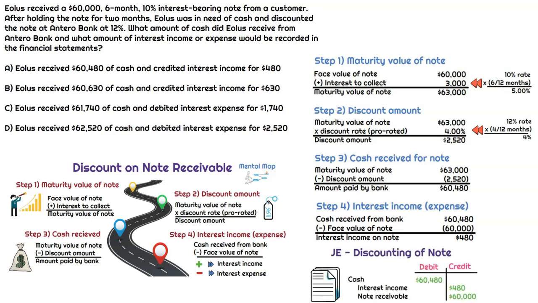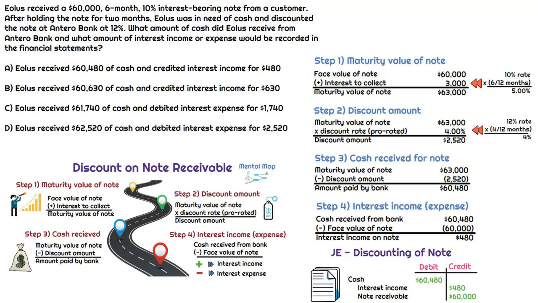So when preparing the journal entry, well, just remember, we're always receiving cash. So start out with debiting cash for $60,480. And then we got to remove that note receivable, right? Because we discounted it or sold it to the bank. So credit the note receivable for the face value, which is $60,000. And then the difference there is the plug basically. And that is going to be a credit to interest income for $480. So that's the journal entry. And those are the 4 steps.